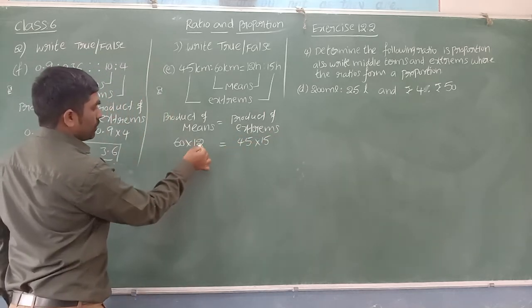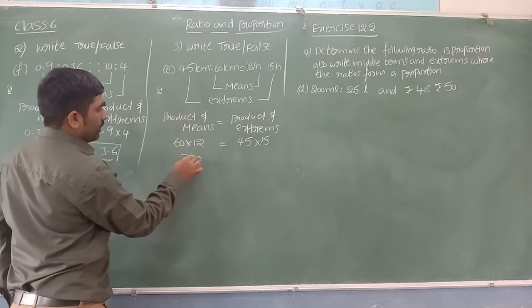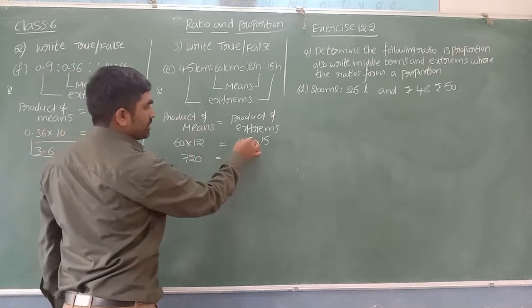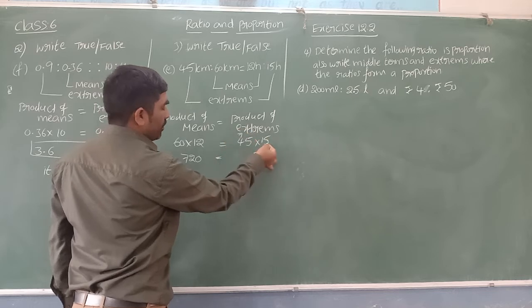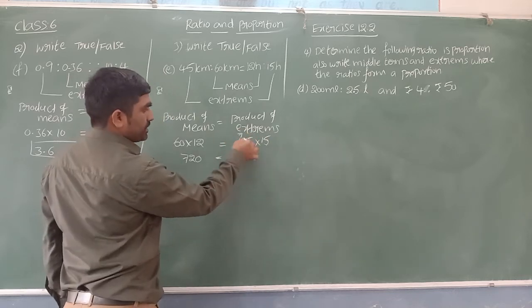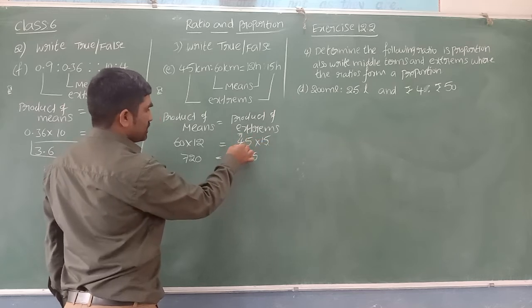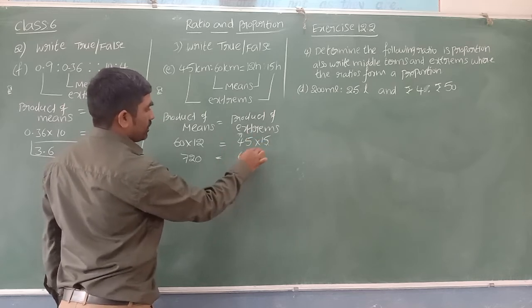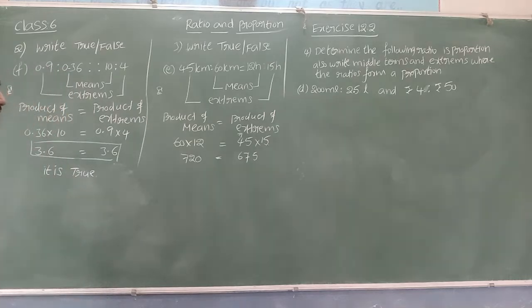12 zeros, 12 sixes are 72, 720 I got. Then 15: 5 fives are 75, 5, 7 carry. 15 fours are 60, 60 plus 7, 67. I got 675. Now what can we say?